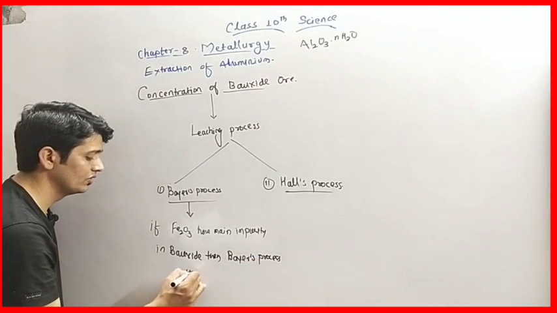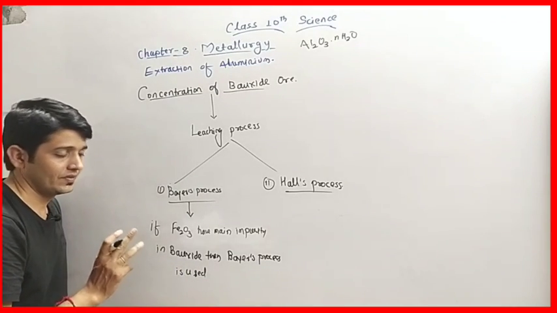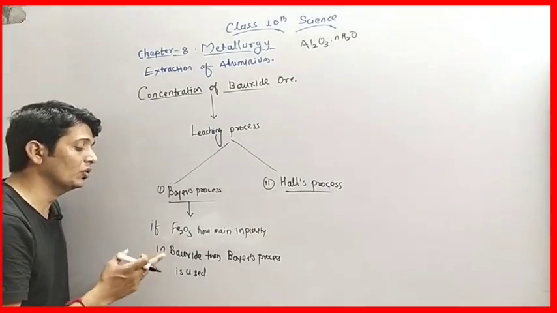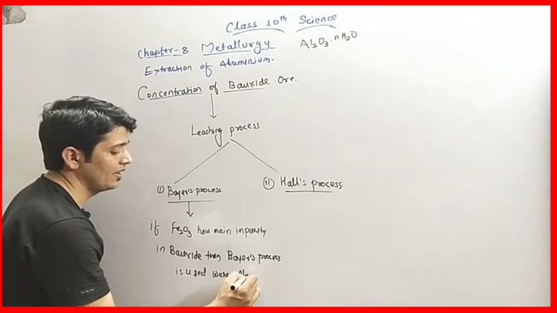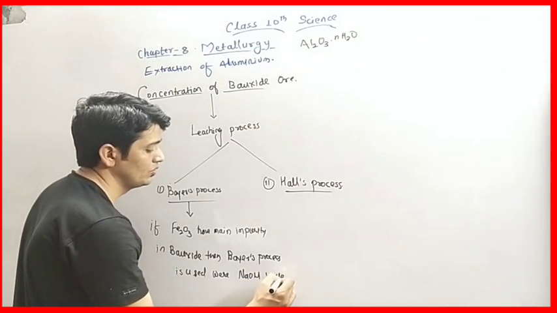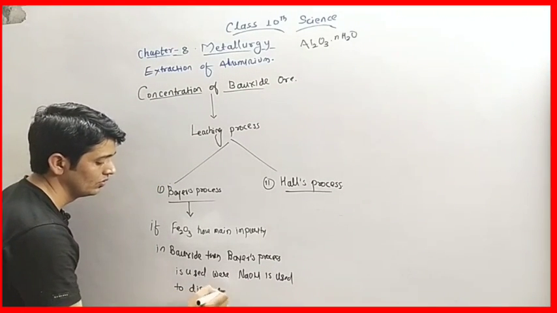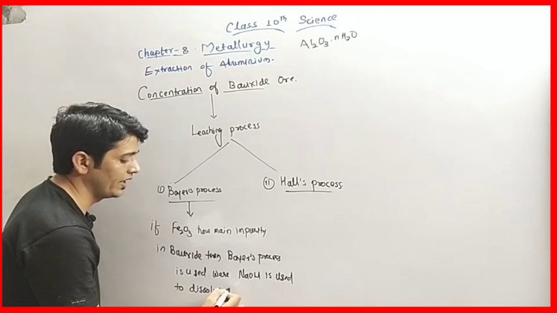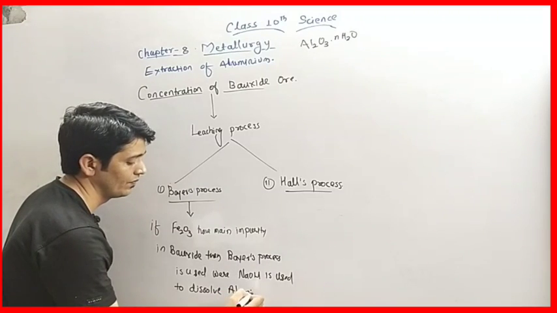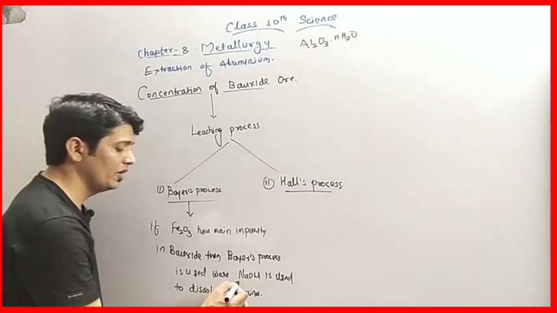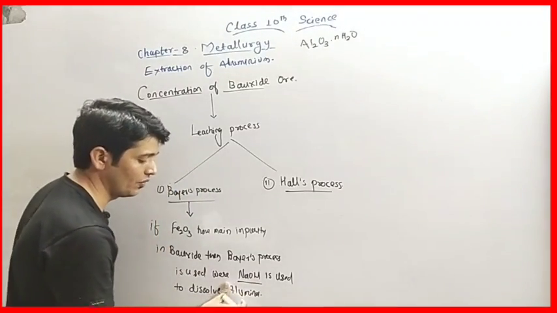In Bayer's process, sodium hydroxide, NaOH, is used to dissolve the alumina, that is bauxite ore, or we can say bauxite.